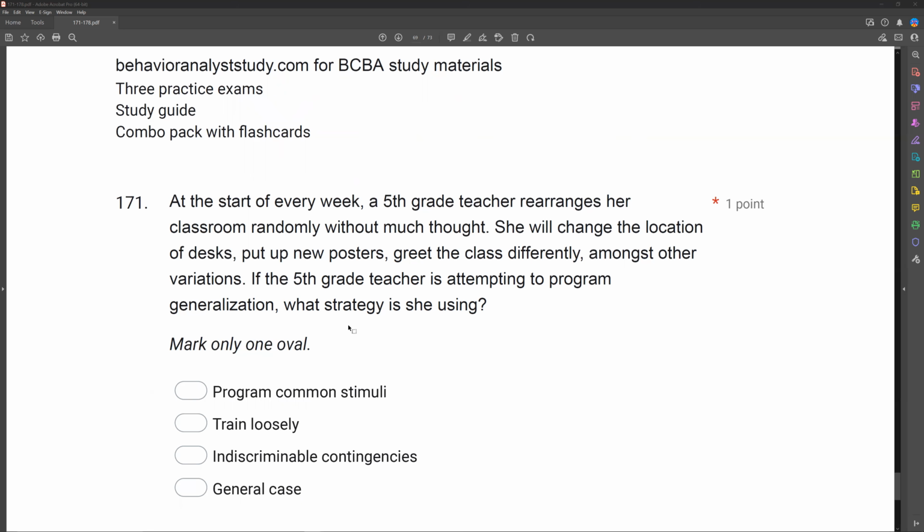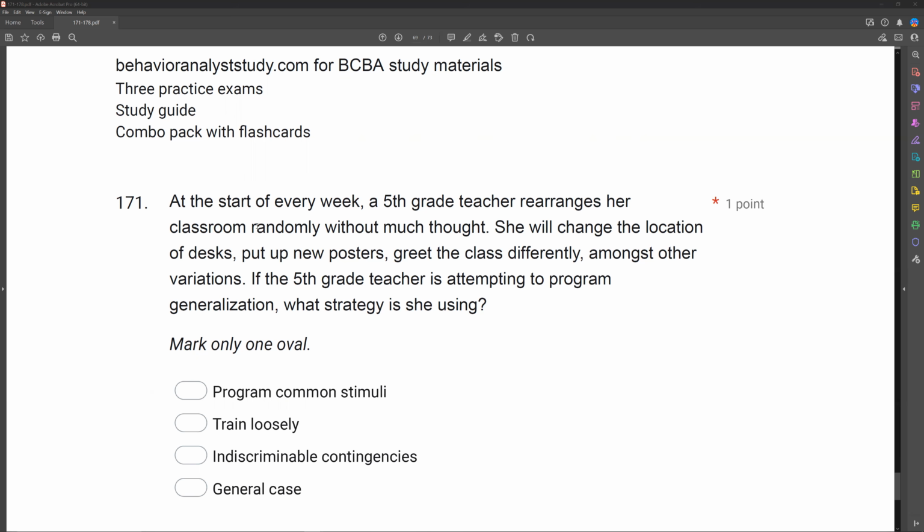So, when you get programming generalization questions, you should think about that list in your head, right? Things like common stimuli, loosely, exemplars, general case. And then you're going to use those to evaluate the question. Now, what gets tricky about the programming for generalization questions is some of them feel very similar, right? Programming common stimuli and training loosely, those feel similar. Well, here's the difference, okay?